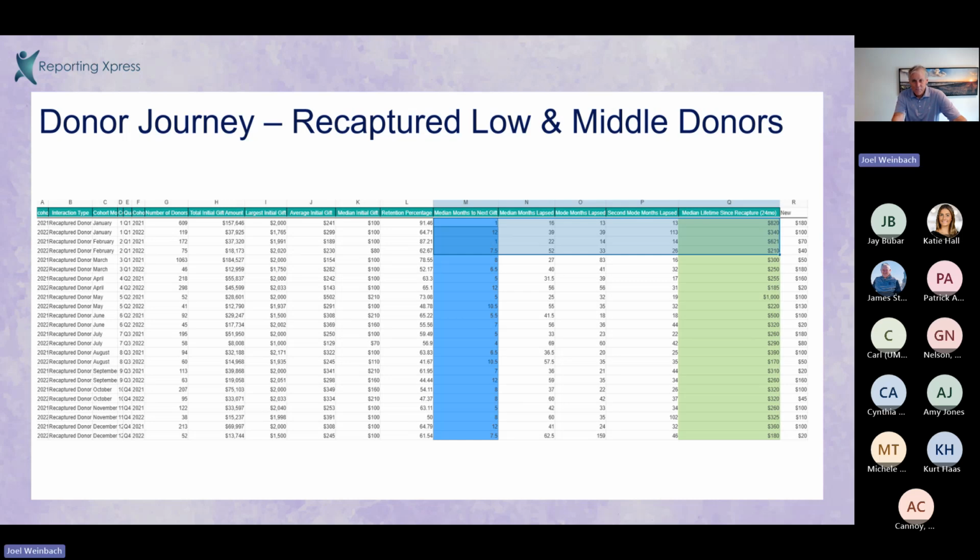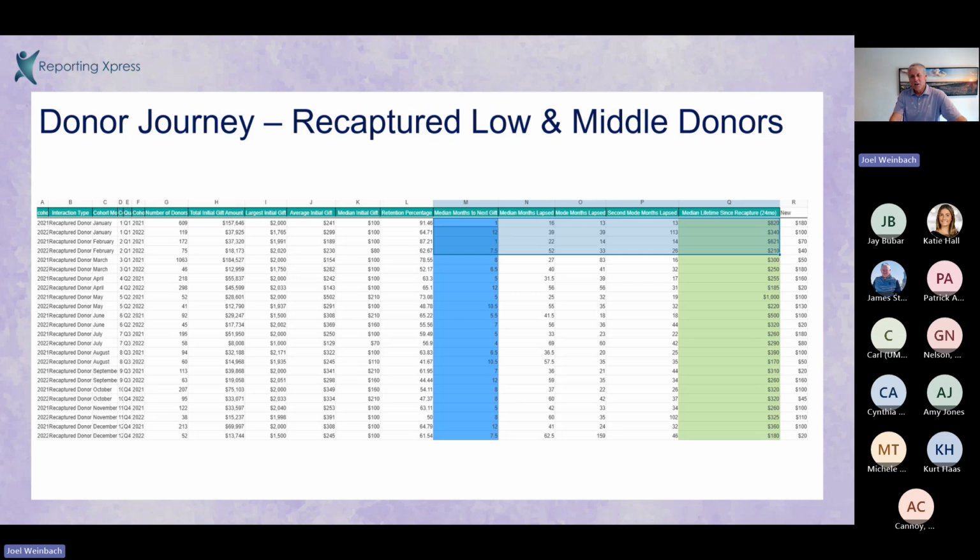Let's see, these are the modes. So these are the most common. So this is the median. And then these are the most common recapture months. You can see the most common recapture months are a little closer in. 13 is almost always it.